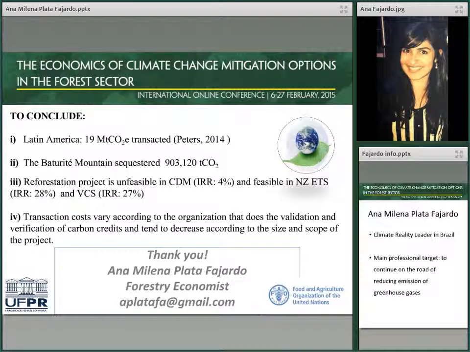Transaction costs vary according to the organization that does the validation and verification of carbon credits and tend to decrease according to the size and scope of the project. This fact prevents the individual participation of small farmers in projects for the generation of carbon credits.